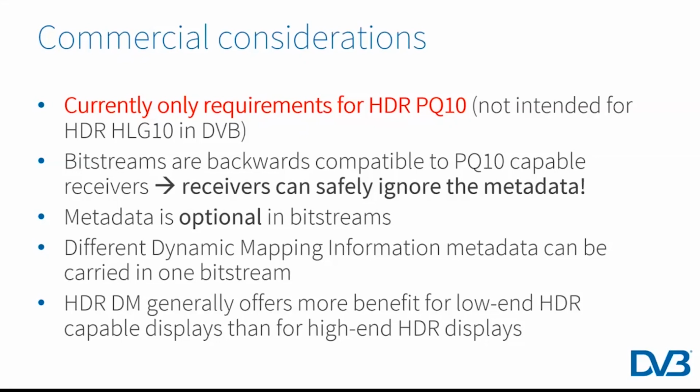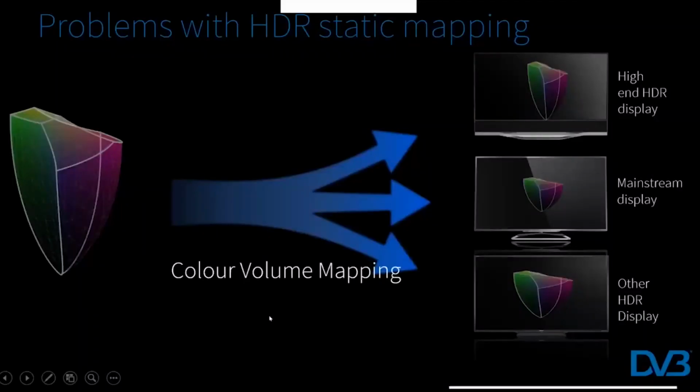Similarly, from a broadcaster or service provider point of view, a very important commercial requirement was that the adoption of these schemes should be optional. It shouldn't be mandatory to include any information for dynamic mapping within the service. It should be at the discretion of the content provider or service operator to include this, rather than something that was mandated by DVB.